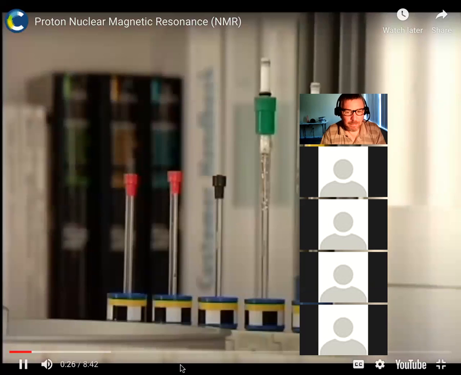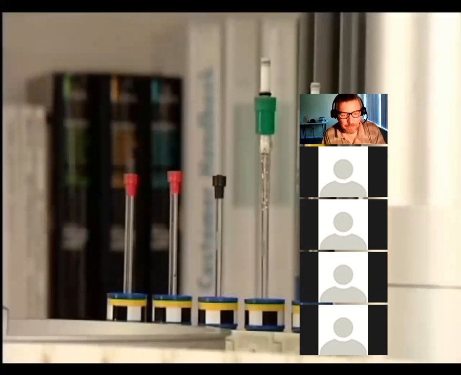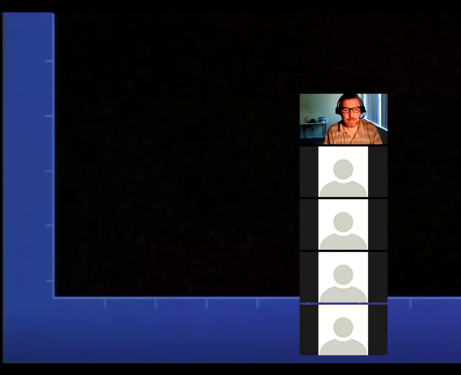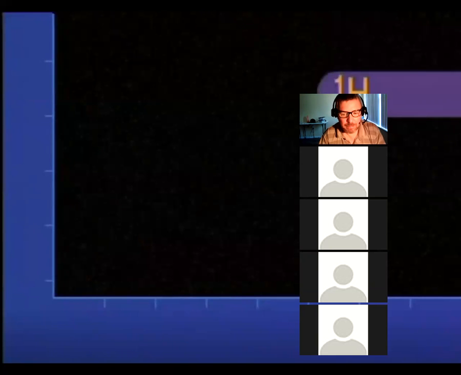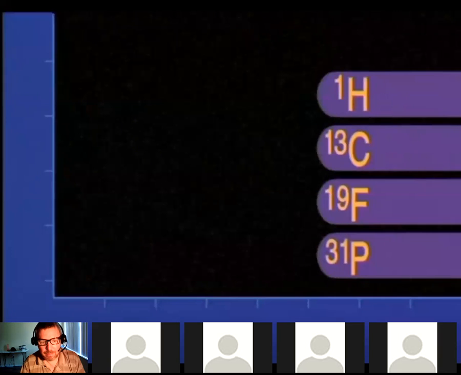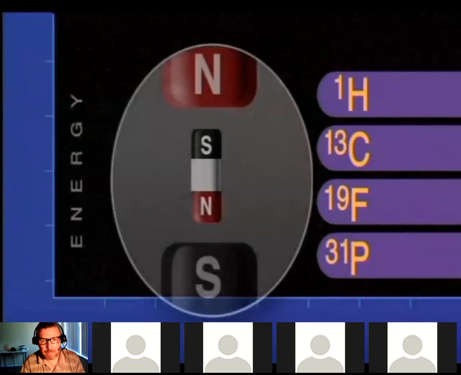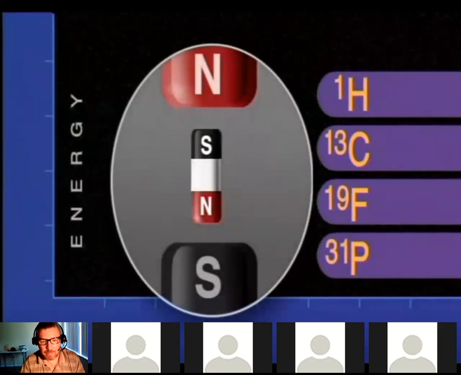The principle of NMR is based on the fact that certain nuclei with odd atomic mass or atomic number, such as hydrogen-1, carbon-13, fluorine-19 and phosphorus-31, have a property called spin. This means that they have a magnetic field similar to that of a bar magnet. When placed in an external magnetic field, these nuclear magnets can line up in one of two ways, with or against the applied field.